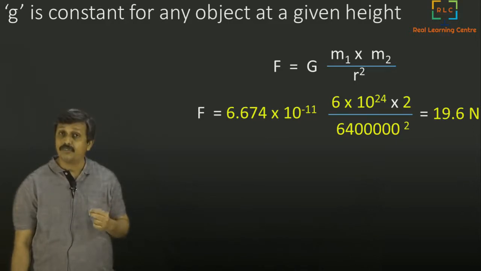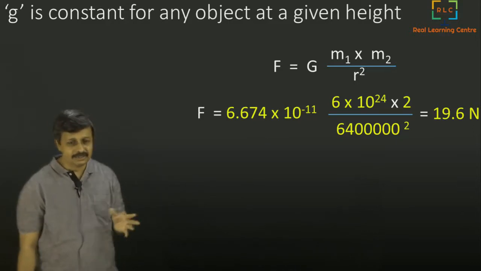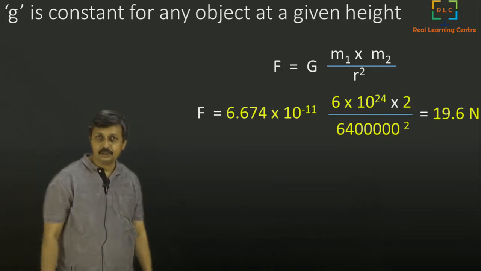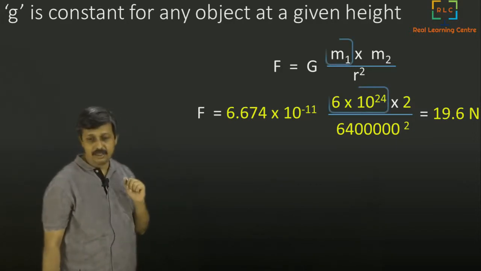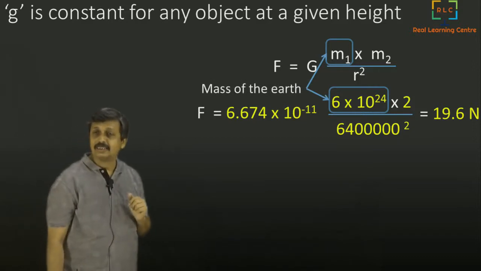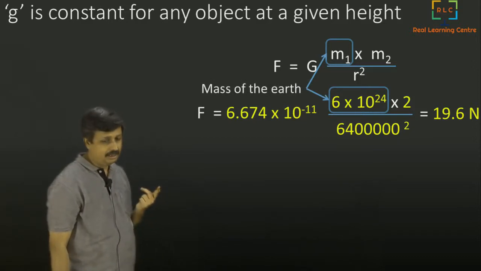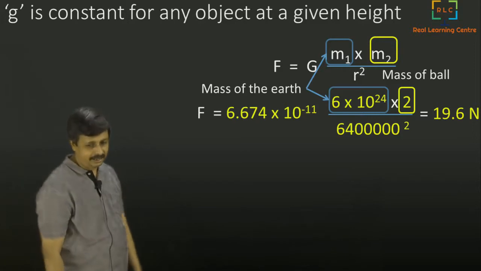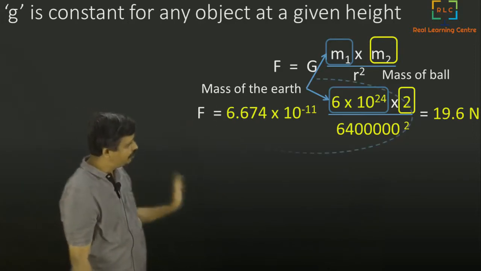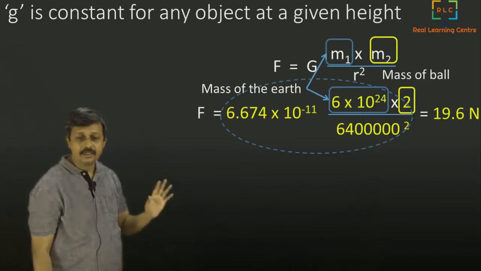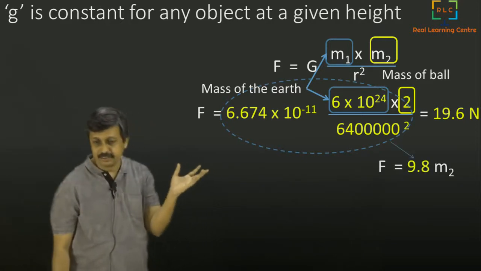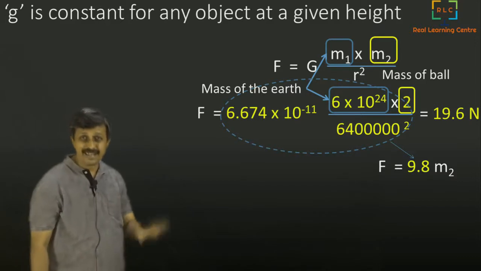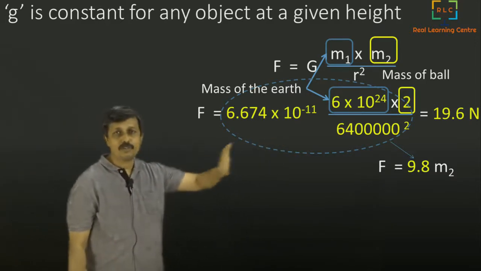Why is that so? We can figure that out using simple math. We calculated F is equal to G into m1 m2 by r square, and we substituted everything and got 19.6. While doing so, what exactly did we do? The m1 is nothing but the mass of the Earth, and m2 is nothing but the mass of the ball. Now if I leave the m2 part and compute the remaining, I will get 9.8, and m2 you can keep as m2. So our F is partially calculated: 9.8 into m2 is what we got.